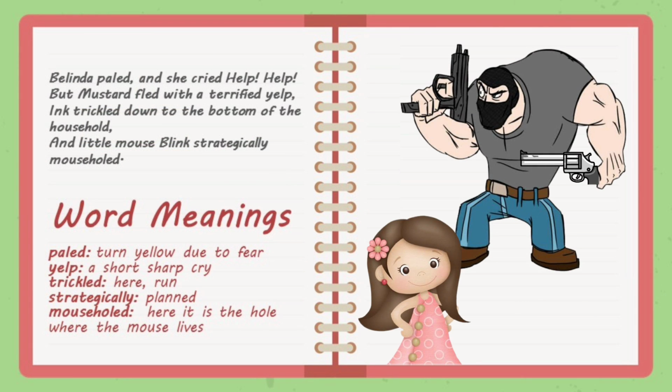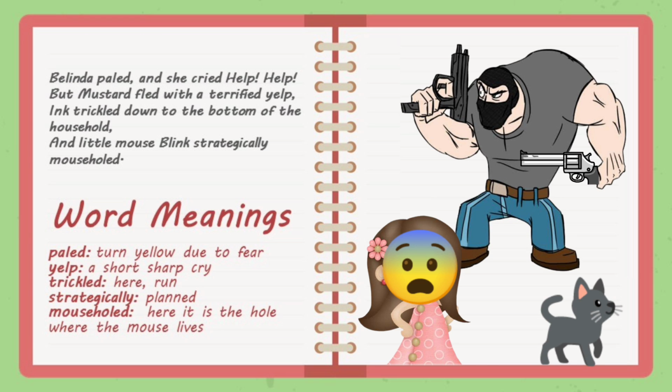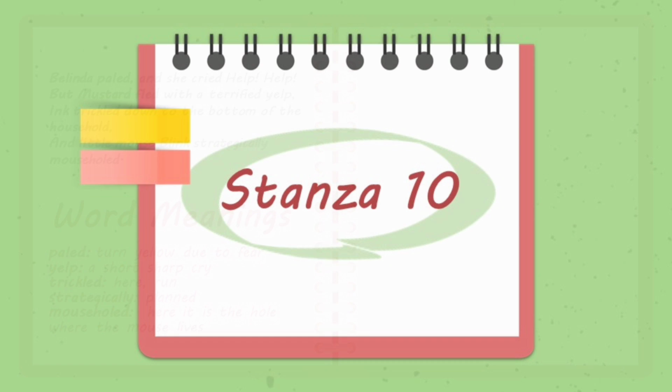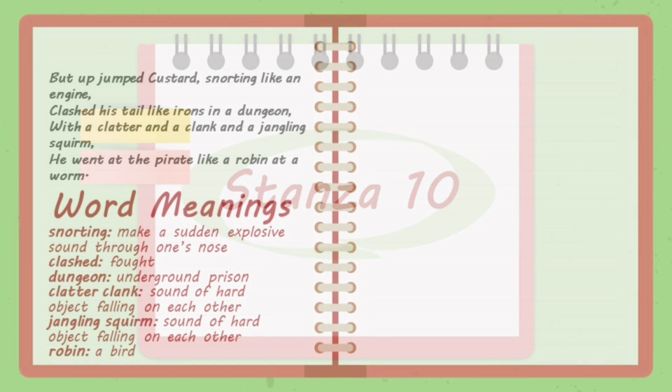At that terrifying sight of the pirate, Belinda was so frightened that she cried for help, but Mustard, instead of coming to her help, ran away, crying with fear. Ink also failed to show any bravery as he fled to hide himself in the basement of the house. Blink too proved to be a coward and found a shelter in a hole instead of chasing the pirate. The stanza shows that the cat, the mouse, and the dog, who always boasted of their bravery, were actually timid and weak. This particular stanza is full of poetic devices.